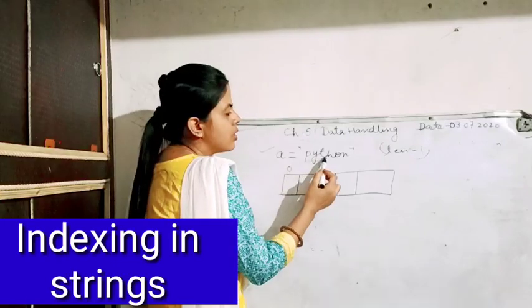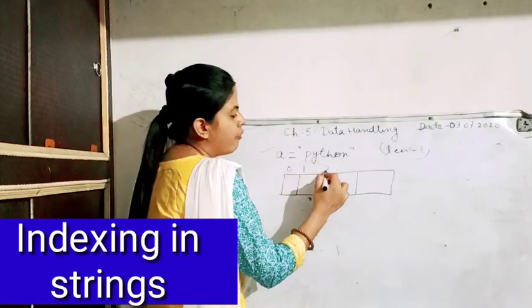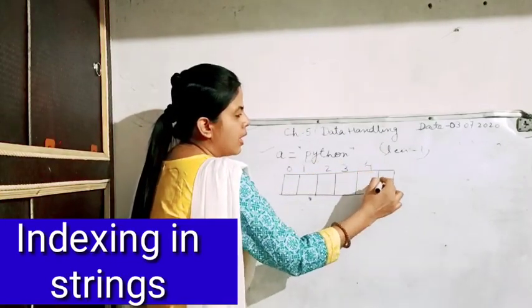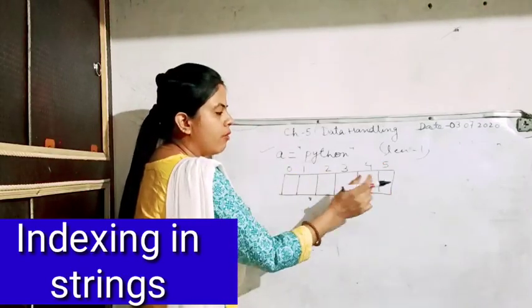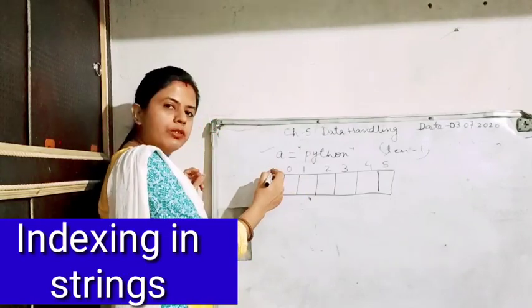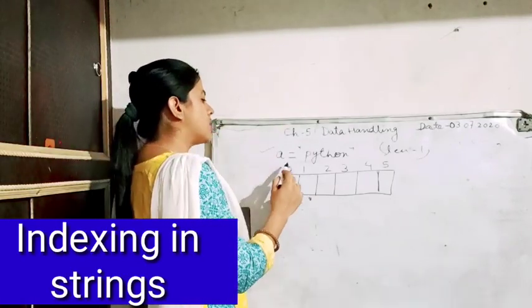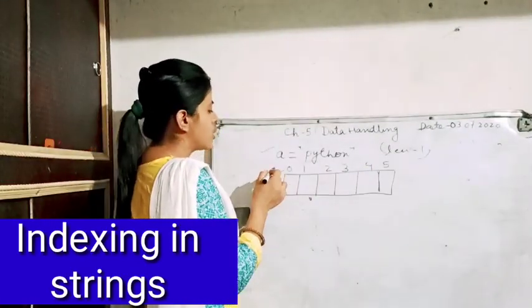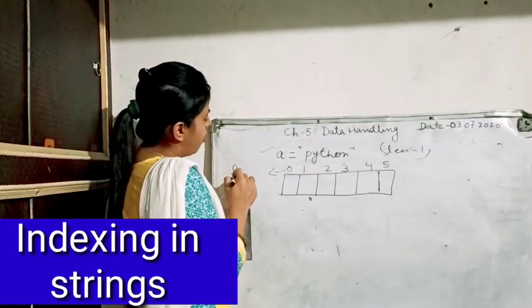So what is the length of this string? 6. So it will go till 5. As it is starting from 0, it will go till 5. The length will be 6 only. However, the indexing starts from 0. So this indexing which starts from 0 till the length -1 is called forward indexing.